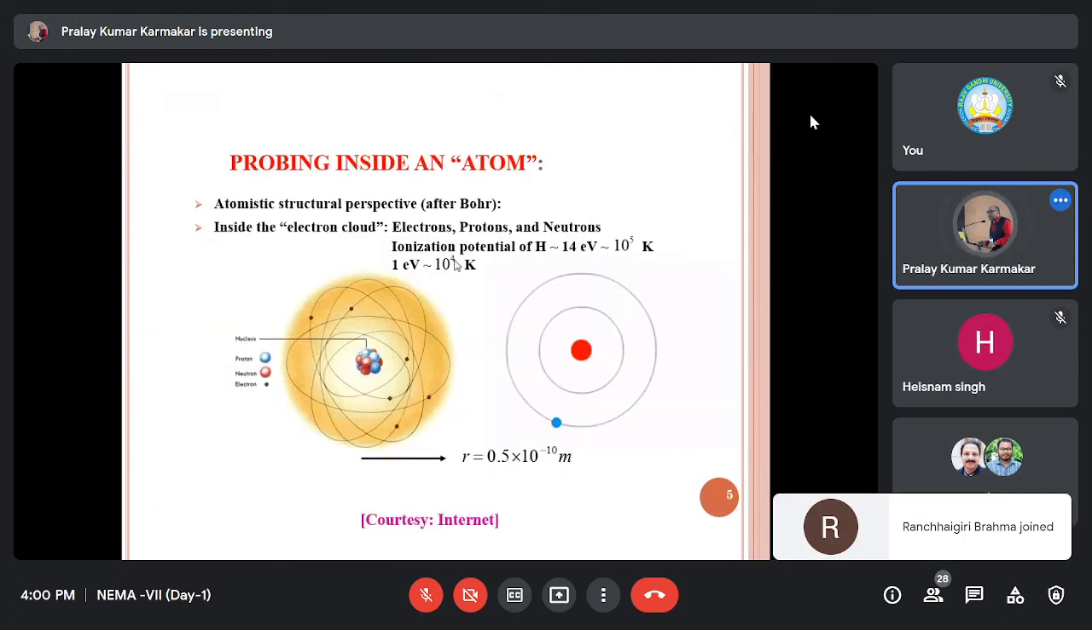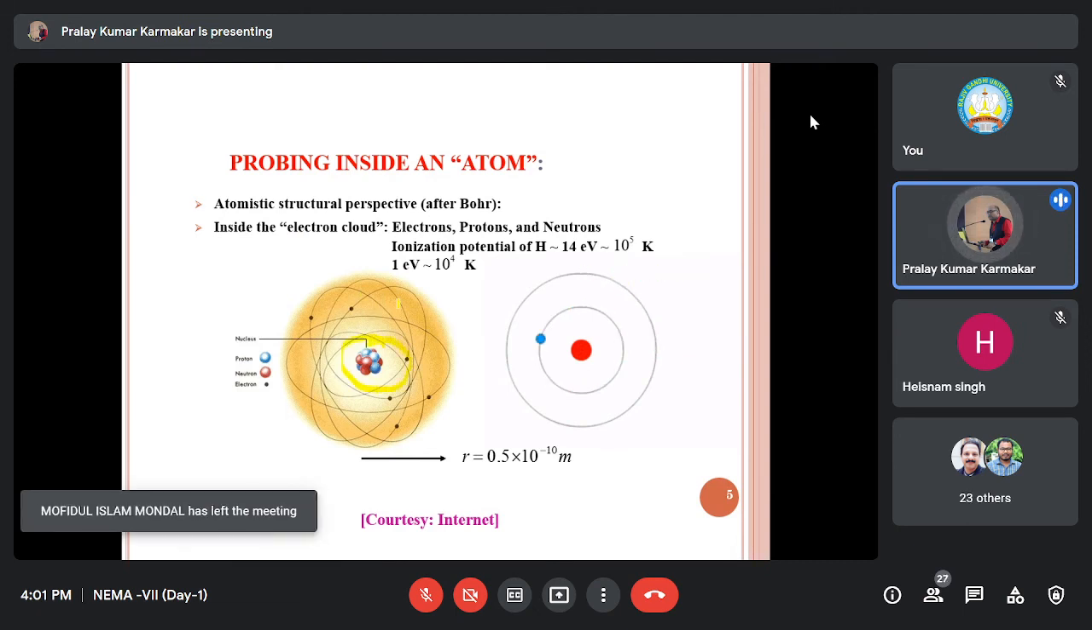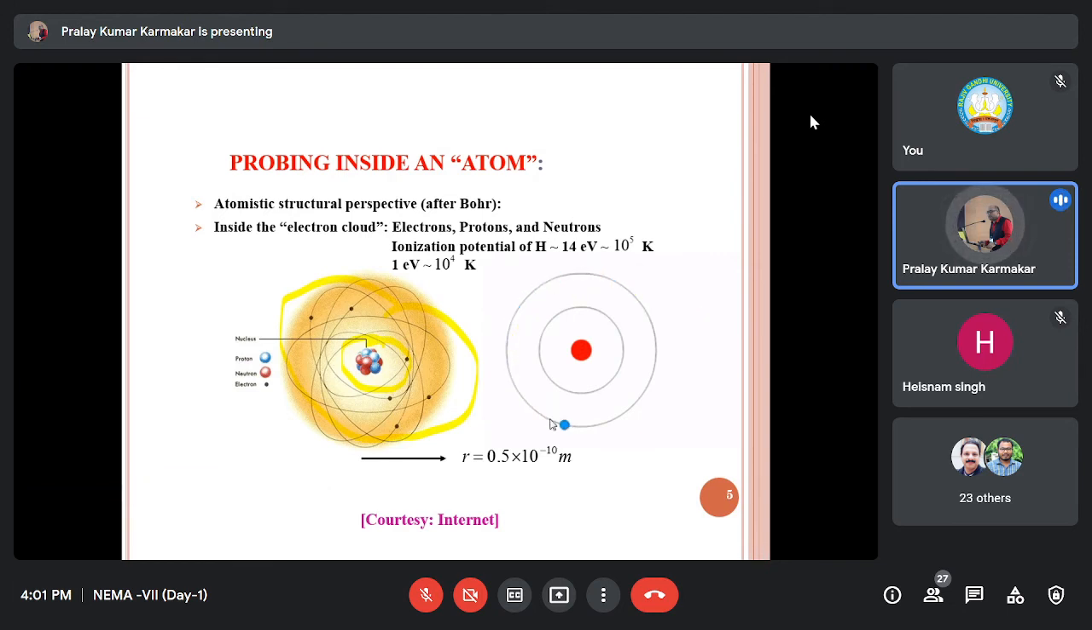And how to probe inside the atom, as per our conception? From the atomistic point of view, this is our atomic model. In the atom model, these are your nucleus, and these are your orbiting electrons. Whenever an orbiting electron jumps from higher to lower level, what happens? A photon is emitted. Conversely, whenever energy is supplied from external sources, the reverse effect is observed. So this is the main principle of plasma generation or plasma production.